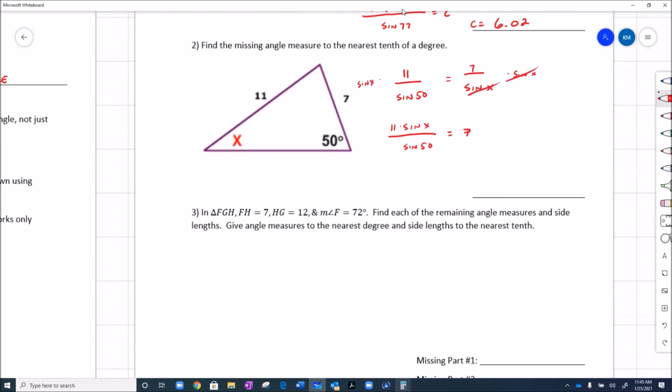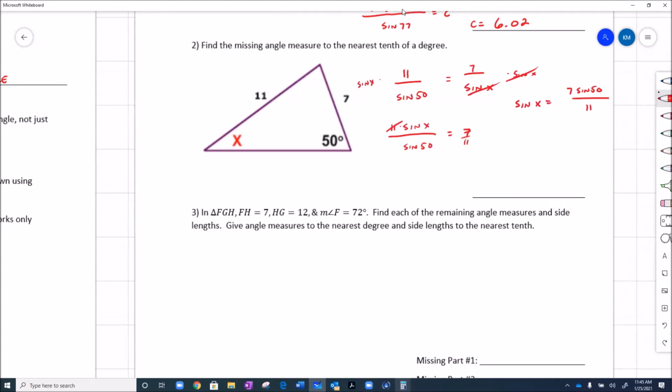Now I need to get x by itself, so I'll divide both sides by 11. And so I'll have sine x over sine 50 equals 7 over 11. And then finally, I'm going to multiply both sides by sine 50. So that gets me, sine x equals 7 times sine 50 over 11.